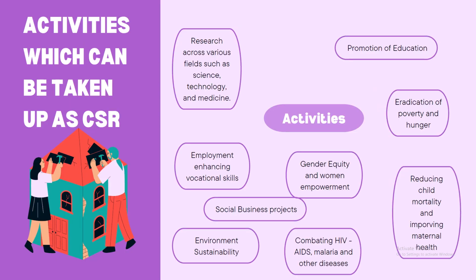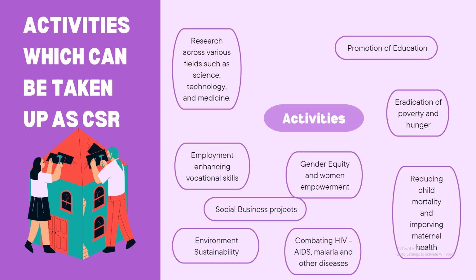Now, what are the activities which can be taken under CSR? Promotion of education, which is very much relevant, particularly in the rural communities. Eradication of extreme hunger and poverty. See, when poverty and hunger is getting reduced, the progress of the country starts improving. Gender equity and women empowerment. See, bring equality in gender and empower the woman so that both genders share and enjoy the benefits. Reducing child mortality and improving maternal health.